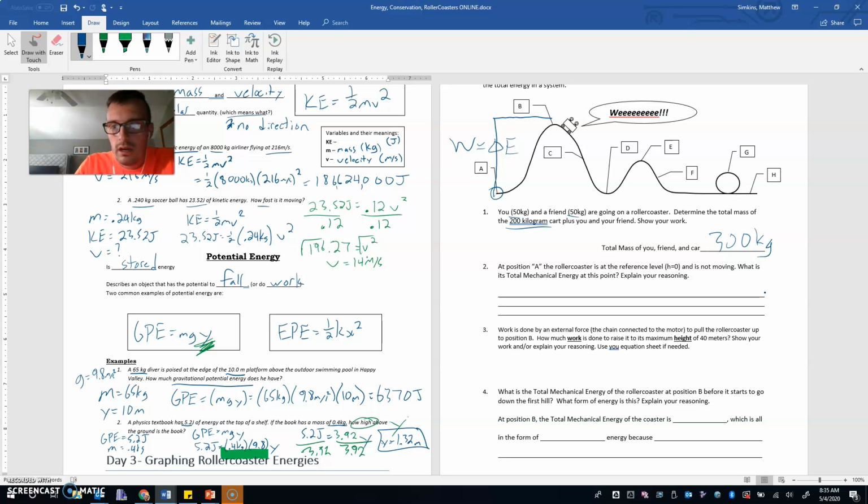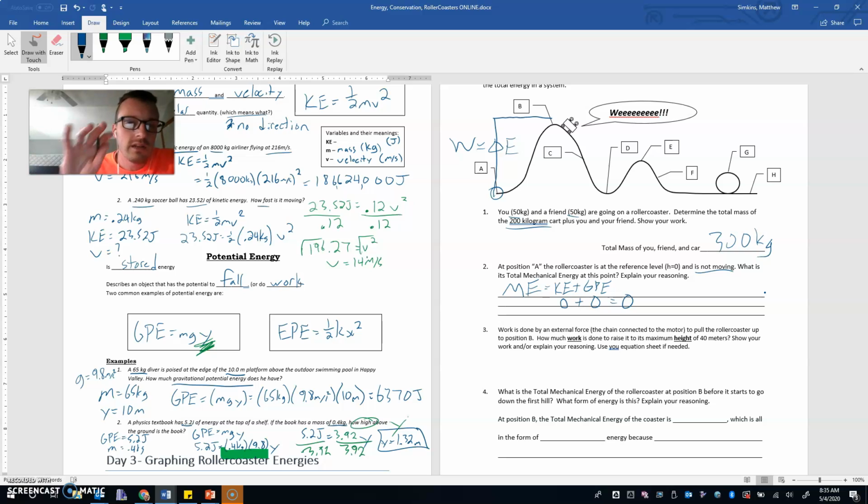Explain your reasoning. All right, well, at point A, the total mechanical energy, just to reinforce here, is basically the total energy. So it's how much kinetic plus GPE do you have? Well, let's take a look here real quick. Are we moving? Well, it says it's not moving. So we have 0 kinetic energy. Do we have any height off the ground? No. So we have no potential energy. So what's the total mechanical energy? 0.